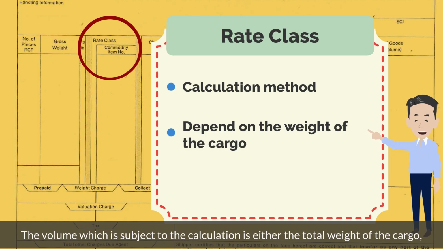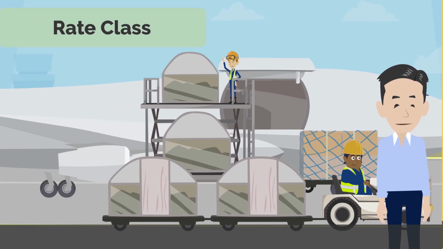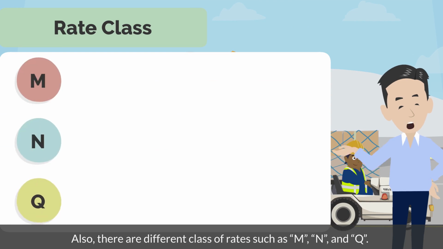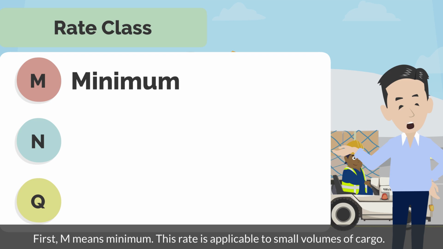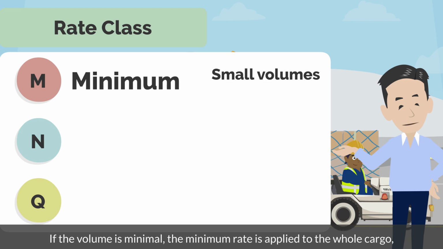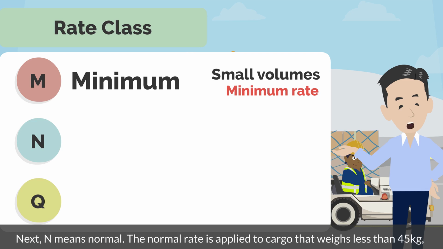The volume which is subject to the calculation is either the total weight of the cargo, or volume weight of the cargo based on M3. The calculation is applied to the larger figure. Also, there are different classes of rates such as M, N, and Q. First, M means minimum. This rate is applicable to small volumes of cargo. If the air freight set by an airline is lower than the lowest fares, the M rate will be applied to the cargo. If the volume is minimal, the minimum rate is applied to the whole cargo, rather than applied to each kilogram. Next, N means normal.